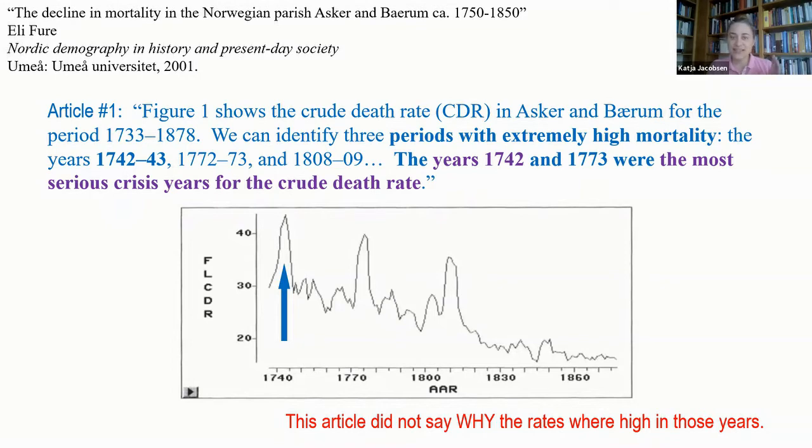The article said the years 1742 and 1773 were serious crisis years for the crude death rate. And crude death rate means just not adjusted for age differences over time. So this is telling me there is something that was going on, that it's not just this one family or that one town that had a crisis in 1742.